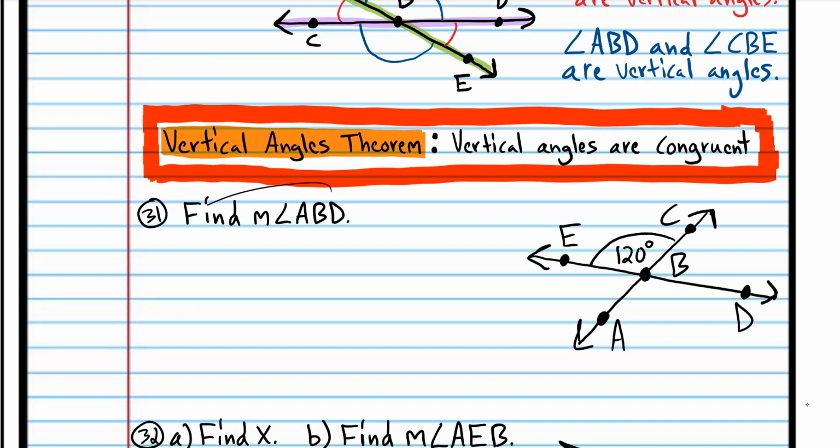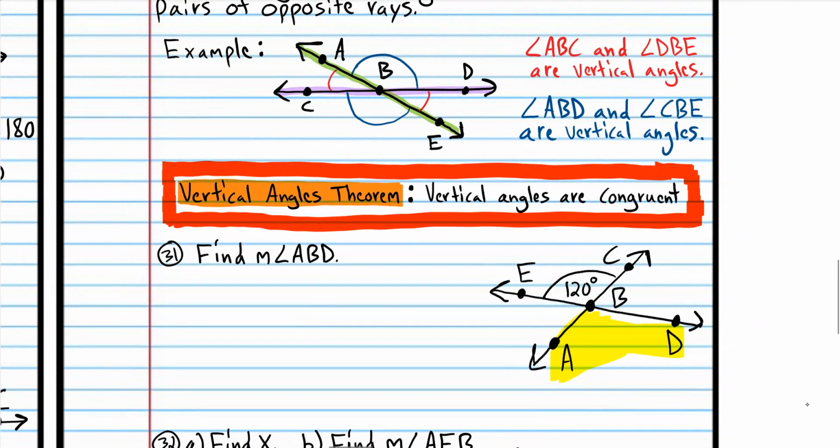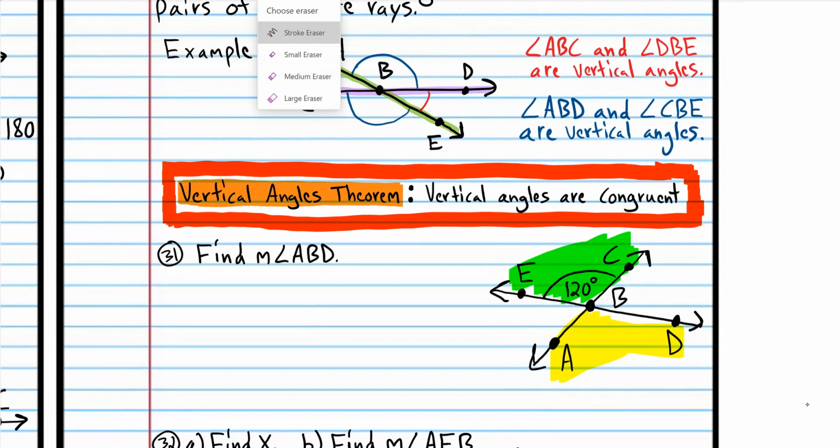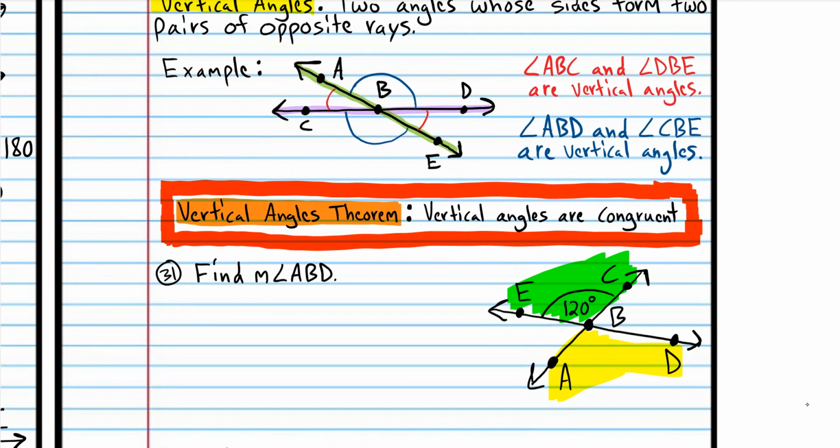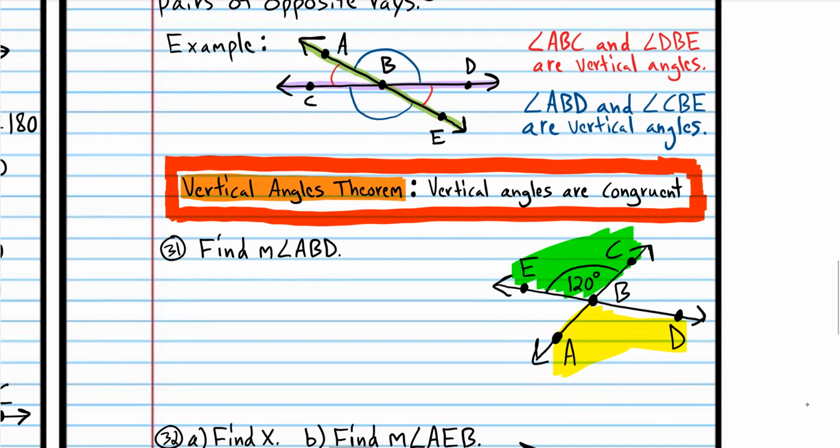So we're going to use the vertical angles theorem. It says here, find the measure of angle ABD. So that's this yellow angle down here. Well, we know that angle has to be 120 degrees. We know that the yellow angle and the green angle are vertical angles. We can see because they're lines that cross each other. So that means the yellow angle must be congruent to the green angle, which means that they have the same measure. So the yellow angle's measure is 120 degrees.